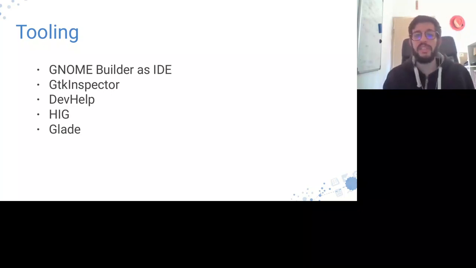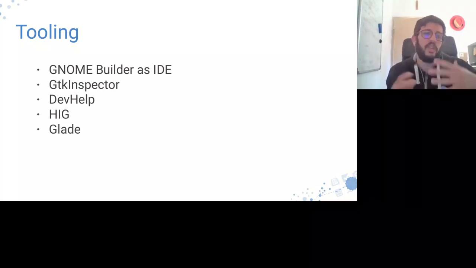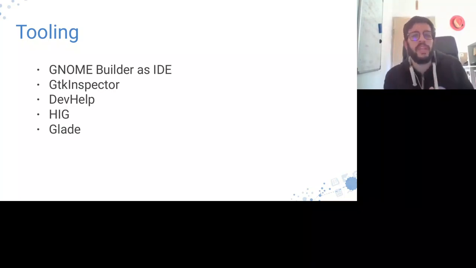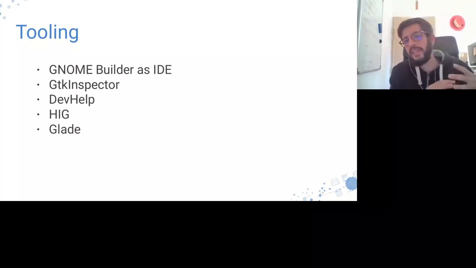We have the Human Interface Guidelines, so this is GNOME documentation showing how GNOME applications should look from a user interface and user experience point of view. So this is very nice to get the concepts of how GNOME applications look, how GTK applications can look better by following certain guidelines, not just in terms of aesthetics, but also in terms of accessibility and performance.